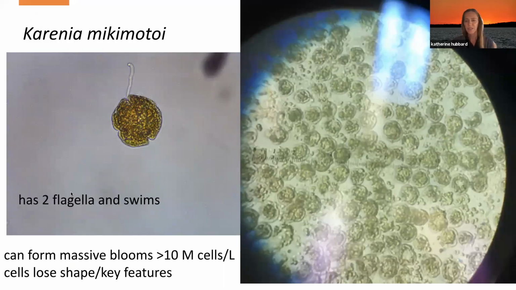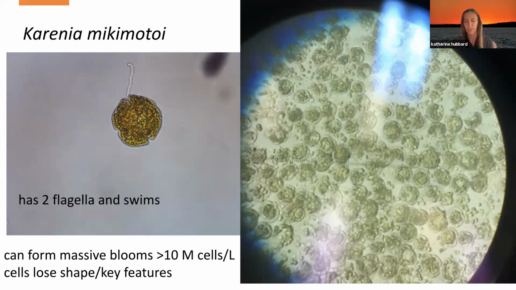So you can't always see the nucleus, so that's just something to keep in mind. There are two flagella, one that goes along that groove, and then one also that comes out of the hypotheca, or the bottom of the cell. And it is, as I mentioned at the beginning, a swimmer, and those lobes will help with its movement as it moves around. It can form very massive blooms, over 10 million cells per liter.